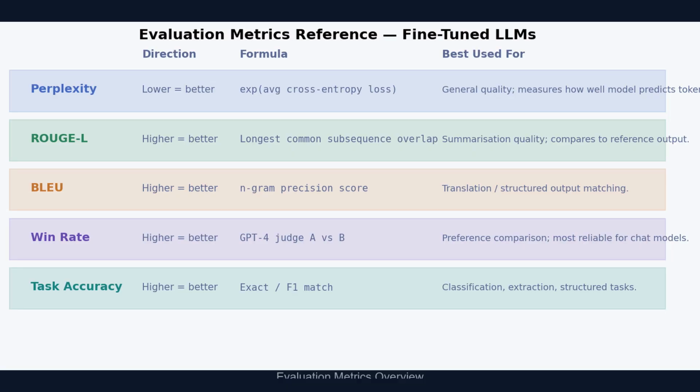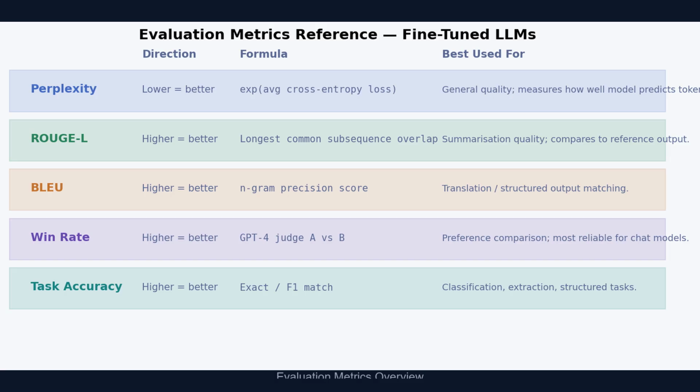Before you run a single test, it's worth knowing what the evaluation landscape looks like, because different tasks call for different metrics, and using the wrong one gives you a false picture of performance. Perplexity measures how confidently the model predicts the next token. Lower is better, and it's a useful general-purpose signal.